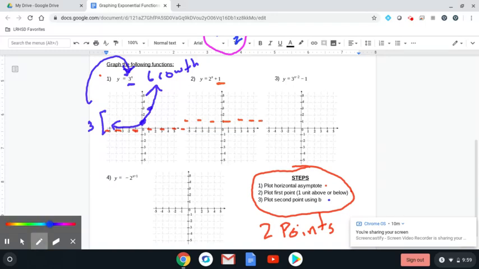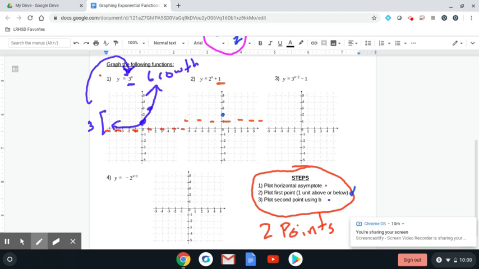All right, my second step is to plot that first point, and it's either, again, 1 unit above or 1 unit below. Since I look at my base number and I see that my base number in this case is a +2, that positive tells me that I go up 1. So I'm going up 1 from my horizontal asymptote, staying on that y-axis.